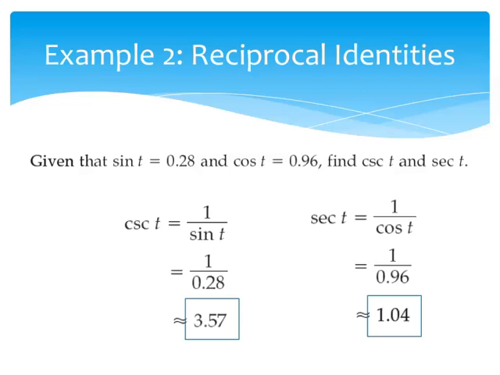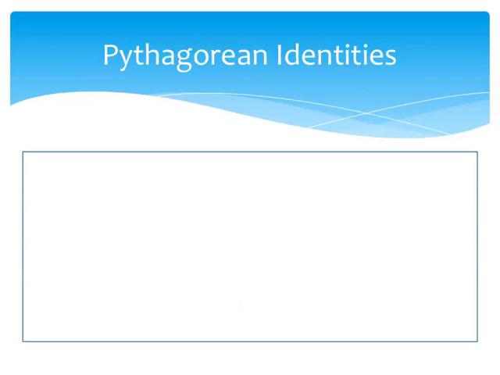Okay, the third group of identities, so the first group being quotient identities, the second group being reciprocal identities, the third group are what we call Pythagorean identities. As the name suggests, remember the Pythagorean theorem involves a squared plus b squared equals c squared. These will be similar in that sense, where you're going to have a relationship between trigonometric functions that are being squared and added together, summing to something on the other side.